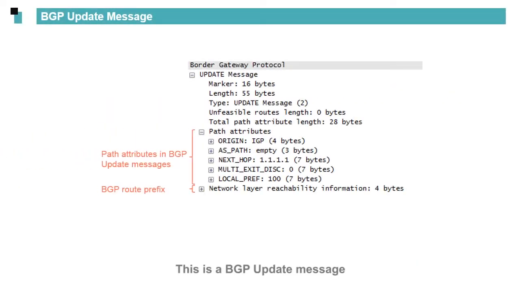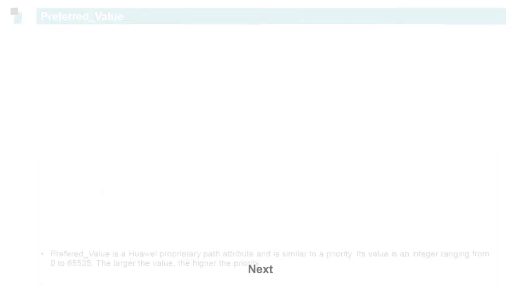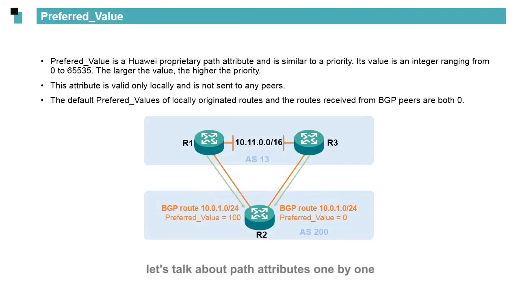This is a BGP update message, which carries BGP path attributes and some common fields. The first three path attributes, origin, AS path, and next hop, are well-known mandatory attributes and must be carried in update messages. Next, let's talk about path attributes one by one.